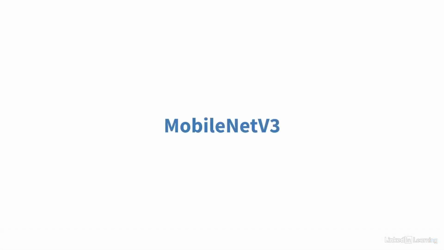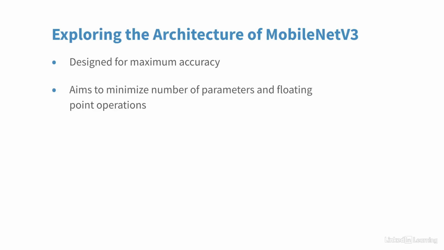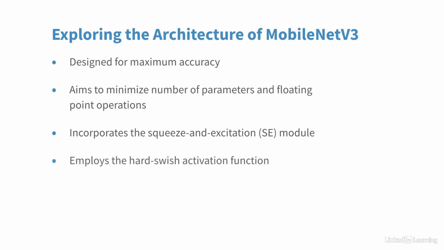The MobileNet v3 architecture is optimized for mobile and embedded vision applications that require low computational resources, such as smartphones and IoT devices. It was developed by Google researchers in 2019, and it's an extension of MobileNet v1 and MobileNet v2. Like its predecessors, MobileNet v3 is motivated by 2 primary objectives. 1 is maximizing accuracy, and 2 is minimizing the number of parameters and floating point operations that are used for computation. The main difference between v3 and its predecessors is the introduction of techniques like the squeeze and excitation module and the hard switch activation function.